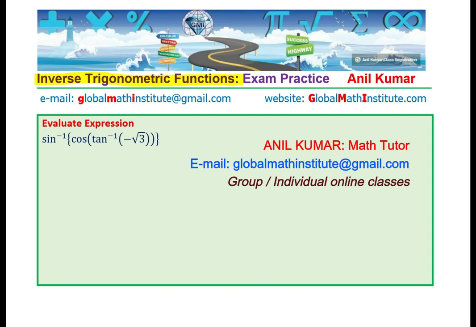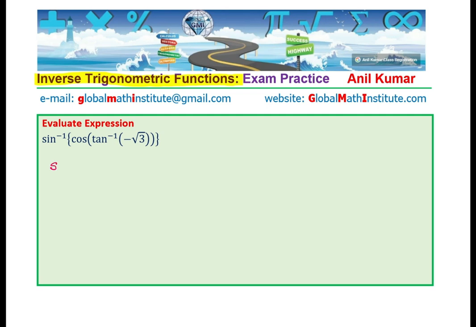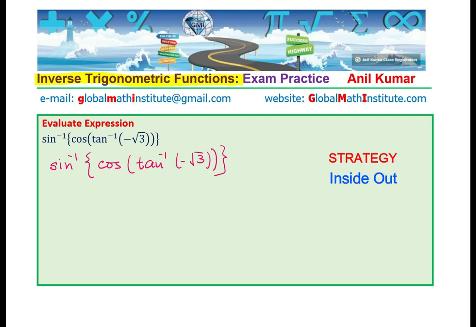Now let's begin with the solution of the problem. We are given sine inverse of cos of tan inverse of minus square root 3. As with any function of a function, we have to start from inside out. So that's the first part. We're going to start from tan inverse of minus square root 3.